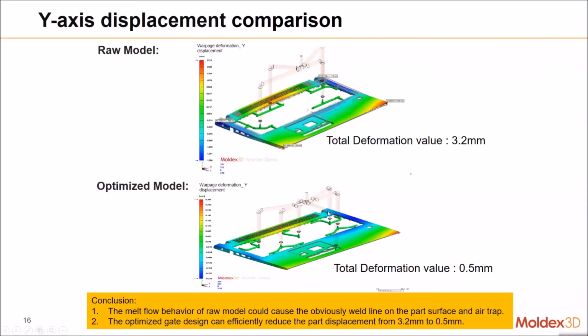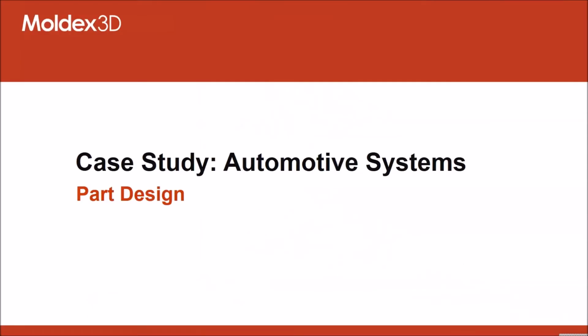So this is the first case, which talks about how gate design can help us improve the warpage problem. Case number 2 is about an automotive system. In this case, we changed our part design. We added one part insert in this design in order to get balanced thickness and balanced temperature.